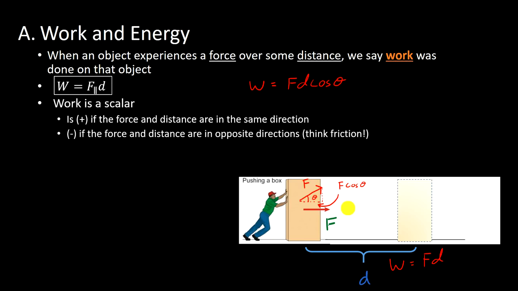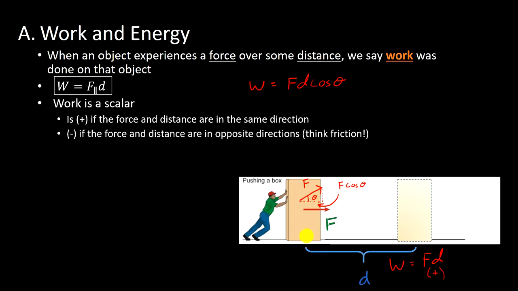Now, work is a scalar, like mass, like time. We are not going to have positives and negatives to indicate direction. However, work is a little weird. Work can be positive and it can be negative, but for different reasons than how we're used to using those two things. Work is positive if the force and the distance are in the same direction. For example, the force on the box is to the right, the distance is to the right. For this force here, the work should be positive.